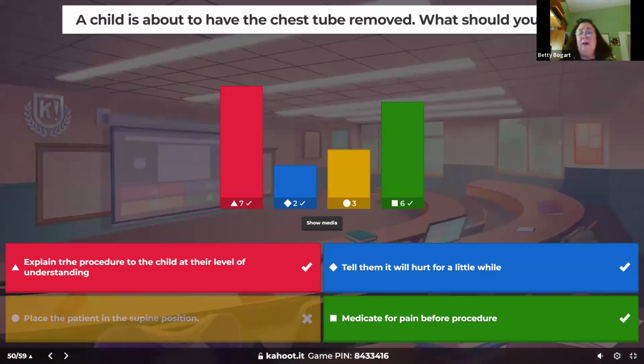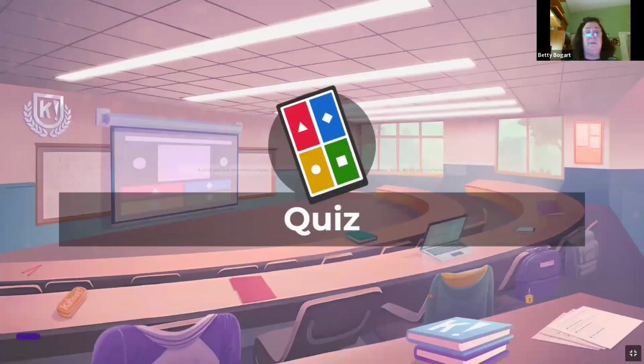But let them know it's going to hurt, but you'll do everything that you can. And also medicate them for pain. They don't know to ask.